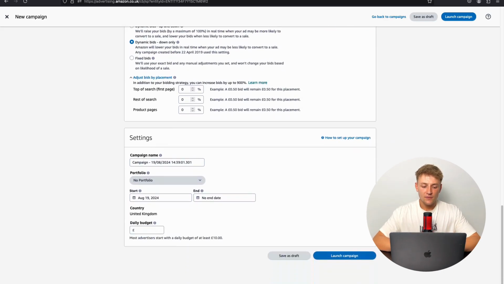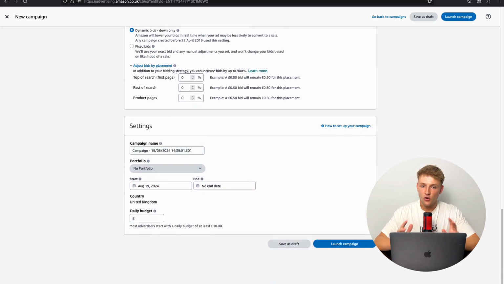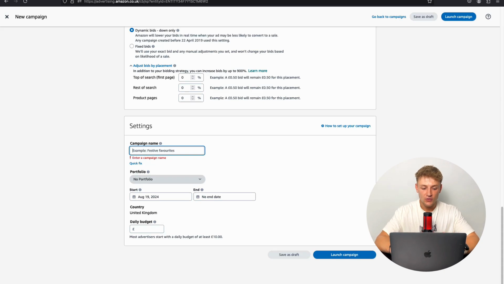And then finally, you have your campaign name. I would generally try and keep this as organized as possible, because when you have loads of different campaigns, it can get very confusing. Trust me, you think it's not going to make a huge difference, but it will make a massive difference when you start having all of these campaigns.